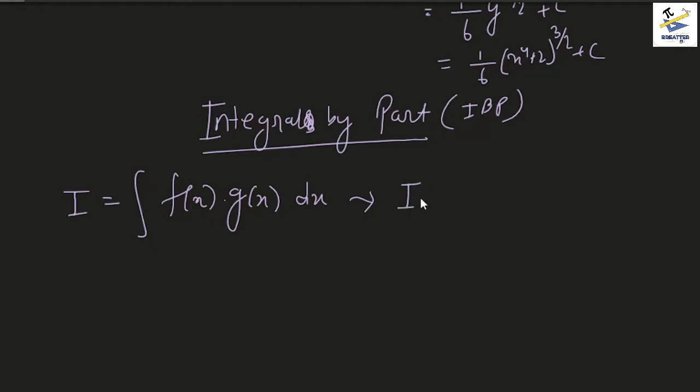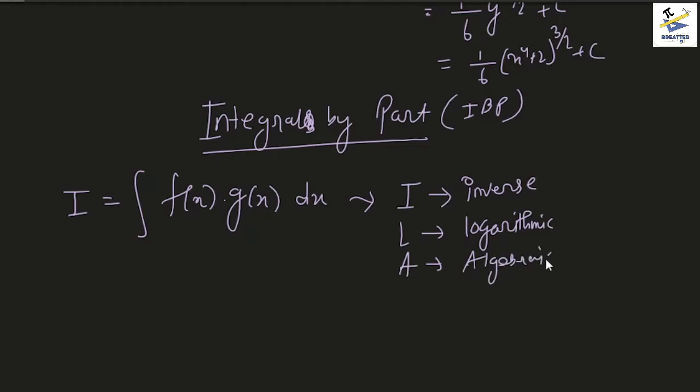The rule is something like this. The rule is called ILATE. I for inverse functions, L for logarithmic functions, A for algebraic functions. Algebraic functions means functions of polynomials like x cube, x to the power 4 plus 2 and something like that. Logarithmic is involving log, inverse is involving sine inverse x, cos inverse x, tan inverse x, like that, so they're inverse trigonometric functions. T is for trigonometric, and E is for exponential.